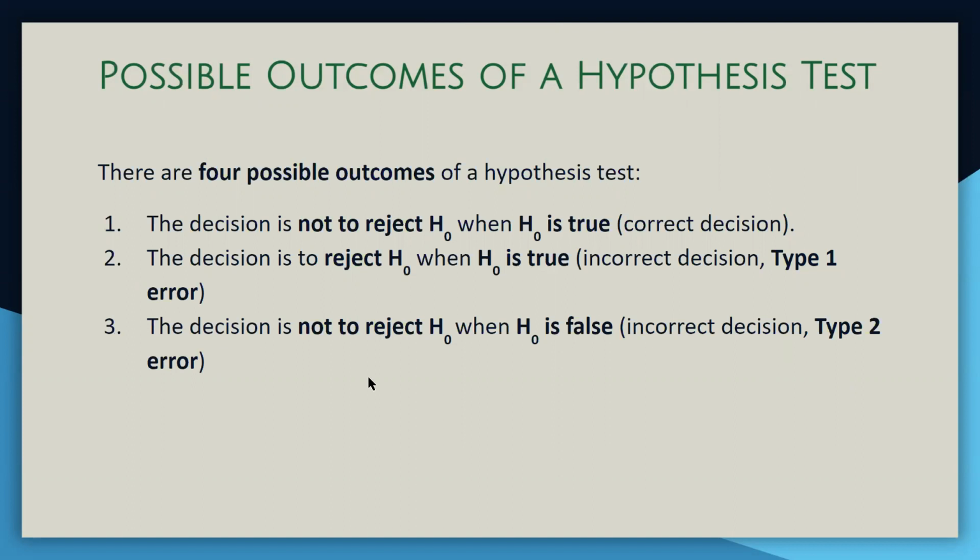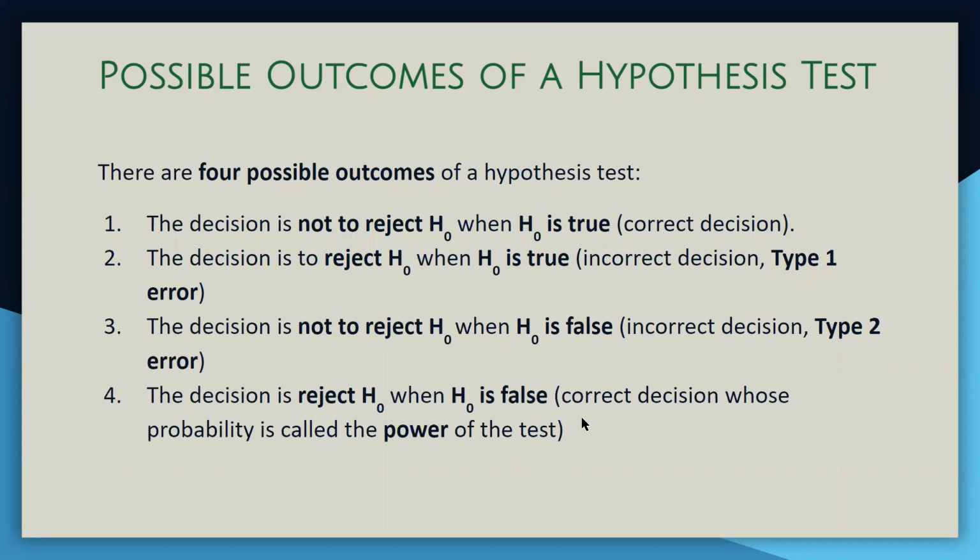On the other side, that null value that we assume is true could actually be false, and we fail to reject it. So we should and we don't. In that case, that's a type 2 error. So a type 1 error is rejecting when we shouldn't. A type 2 error is failing to reject when we should.